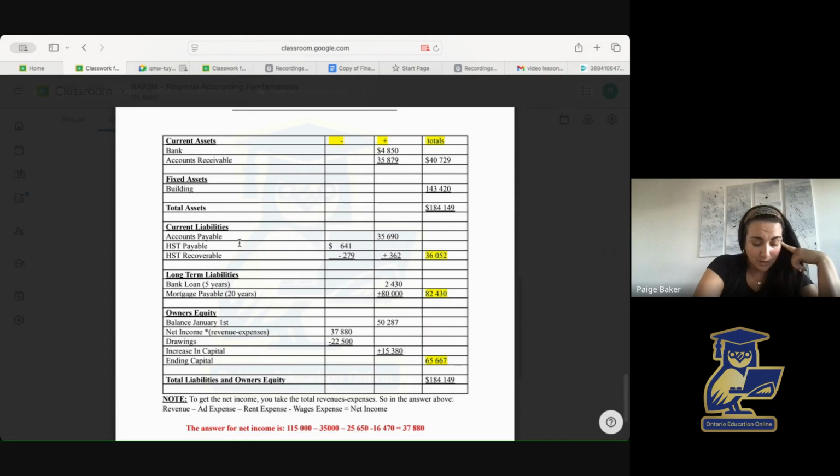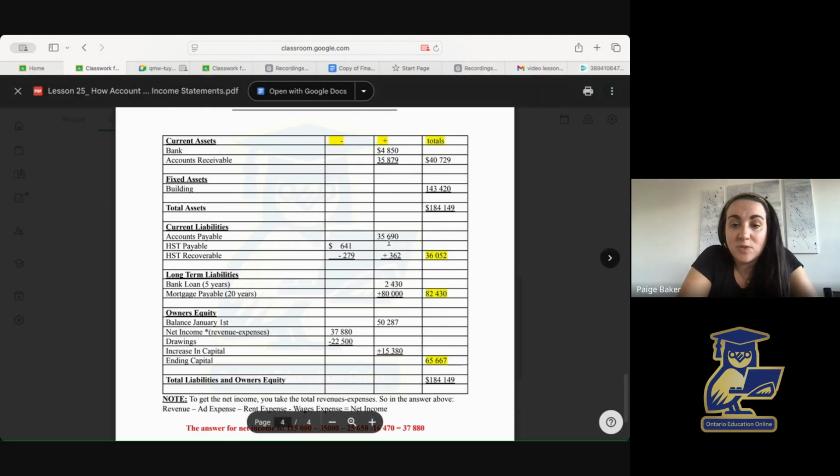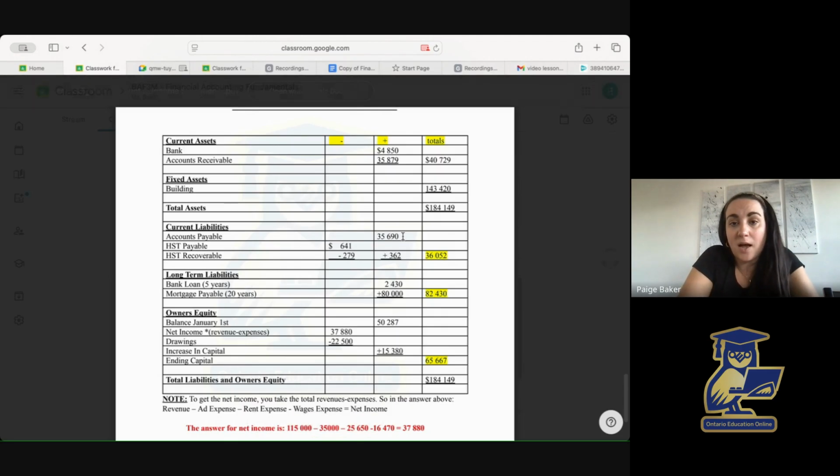Now, my next part are my current liabilities. Okay, my current liabilities are short-term debts, payment of which is expected to occur within 1 year of the date of the balance sheet. So again, accounts payable, those are short-term, usually paid within 30 days, and our HST payable and recoverable. Okay, so in this case, I'm going to take my accounts payable and put it in column number 2 here.